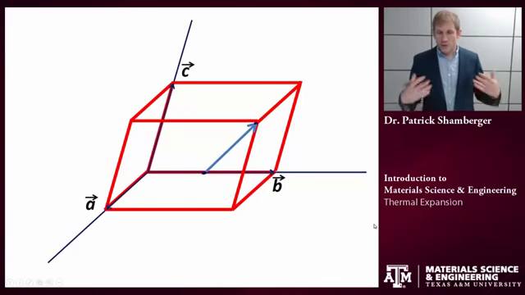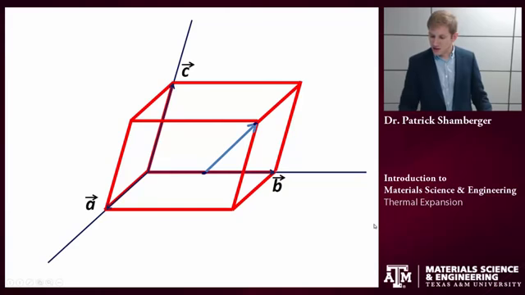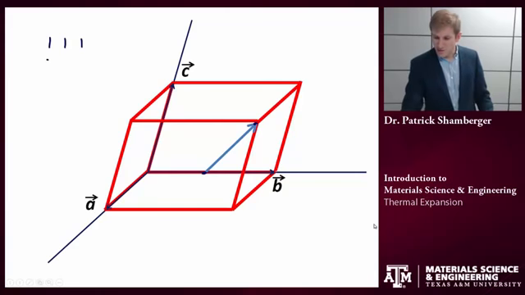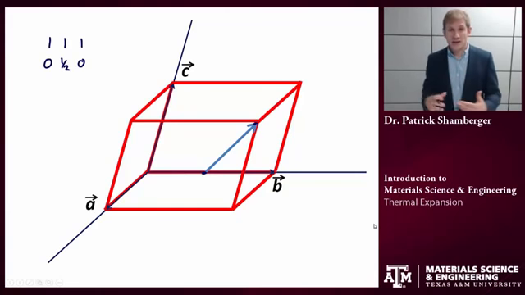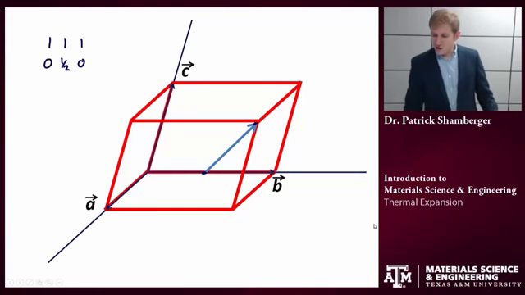So again, remember, we talked about how to index points in space. The point of the head here is given by 1, 1, 1. The point of the tail is given by 0, 1/2, 0. Now, if you don't know how to do this, go back and review the video talking about indexing of points. So if I subtract the tail from the head, I get 1, 1/2, 1.